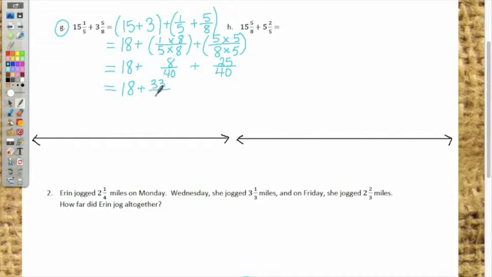So this is the part that I want to talk to you about right here. Is 33/40 more than one whole? No. So we're done. We'll just write the answer. The first one on your exit ticket is like that. The fraction is less than one whole.